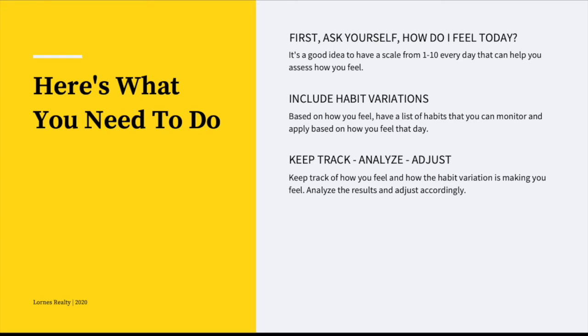Which brings us to the third point. Keep track, analyze, and adjust. Keep track of how you feel and how the habit variation is making you feel in general, and analyze the results and adjust accordingly. And I'll give you some examples for you to understand what I mean better, because it's really important to keep what I'm saying in mind and take notes of that. Let's say you woke up one morning and you feel, on a scale of 1 to 10, a 3, right? Your mood and your mindset, you feel 3 or 4, and it's below 5. So this is where the habit variation steps in. Depending on what habits you have in the morning, this is where the variation steps in.